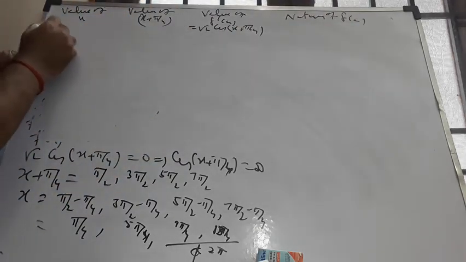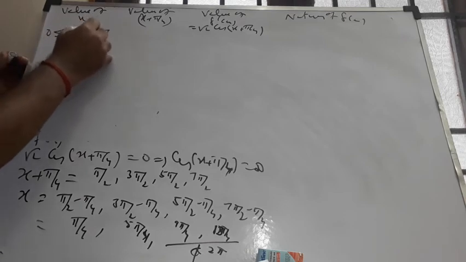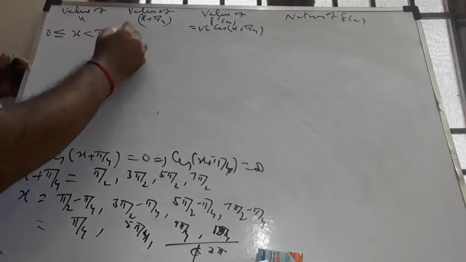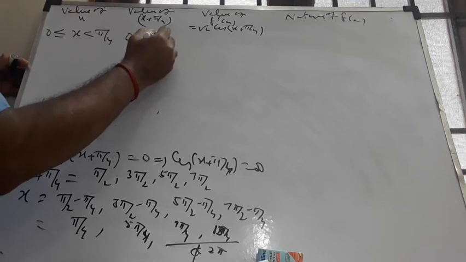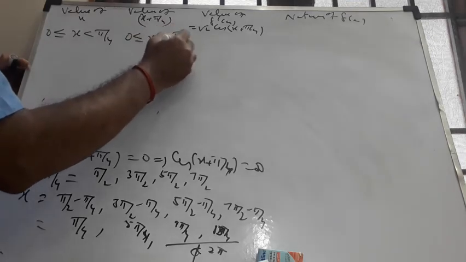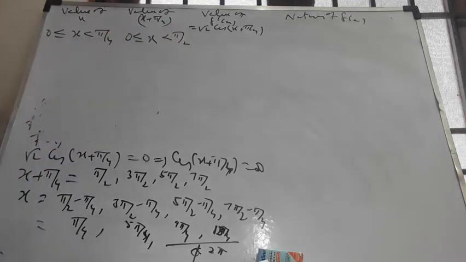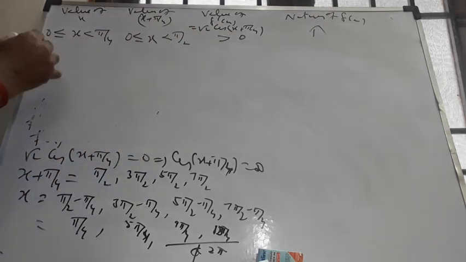Just listen, 0 less than or equal to x less than pi by 4. Now adding pi by 4, what do I get? 0 less than or equal to x plus pi by 4 less than, in fact, pi by 2. It's an angle in the first quadrant. First quadrant cosine is positive, therefore it is increasing. F dash of x is positive.